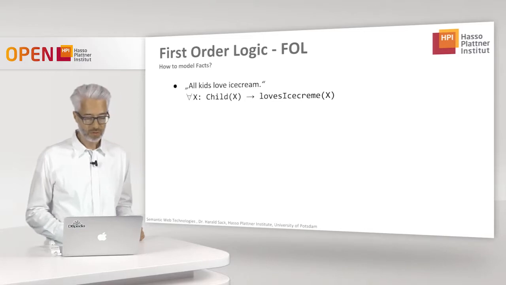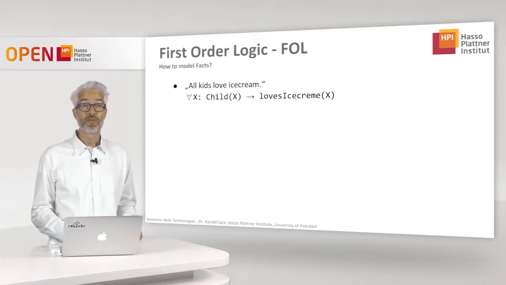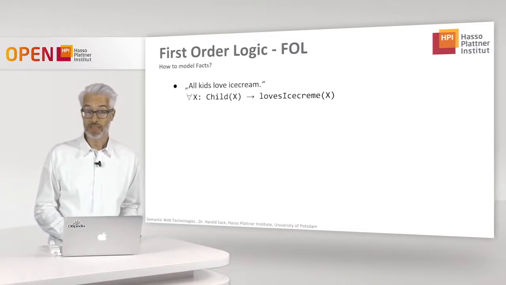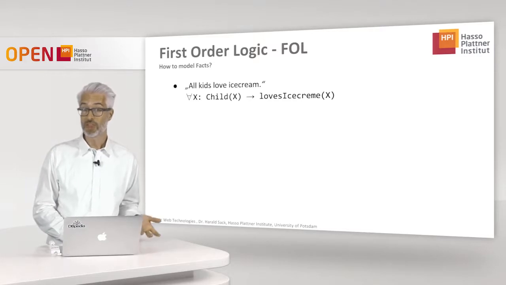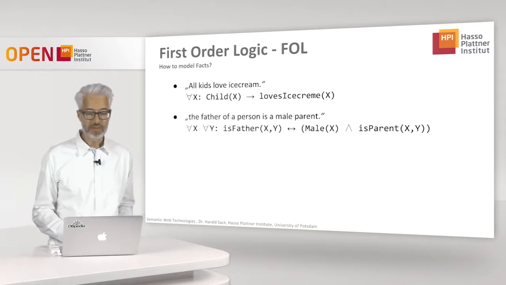So here first we try to formulate "all kids love ice cream." So what does it mean? For all variables x it holds that if x is a child, then this child loves ice cream. Pretty straightforward. Let's look at the next one.